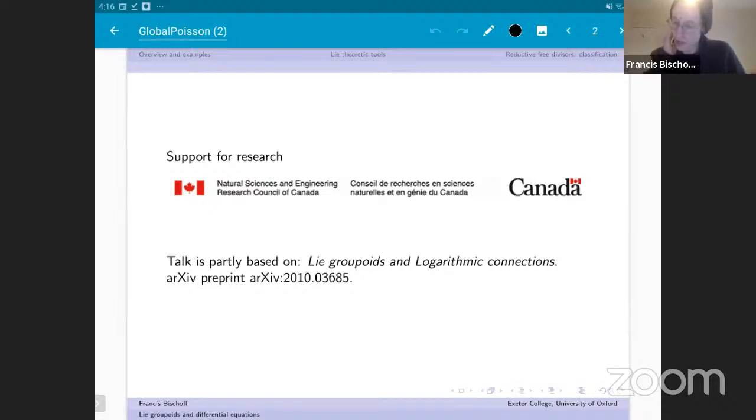And also, I'm not an expert on differential equations, so I'm not as familiar with the literature as I'd like to be. So I've done my best to properly cite things, but if you see that I'm omitting an important reference, then it's probably because I'm not aware of it. So I would be grateful if you'd let me know. So let me start.